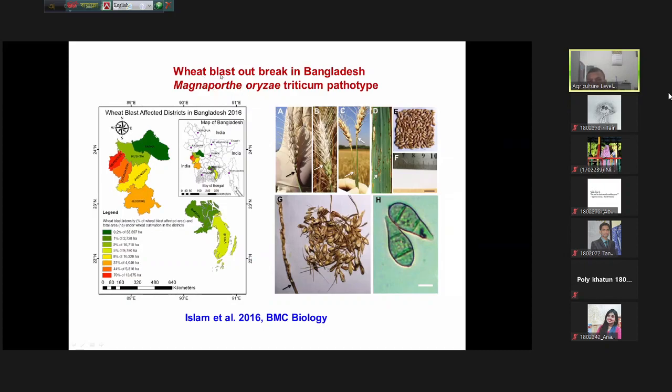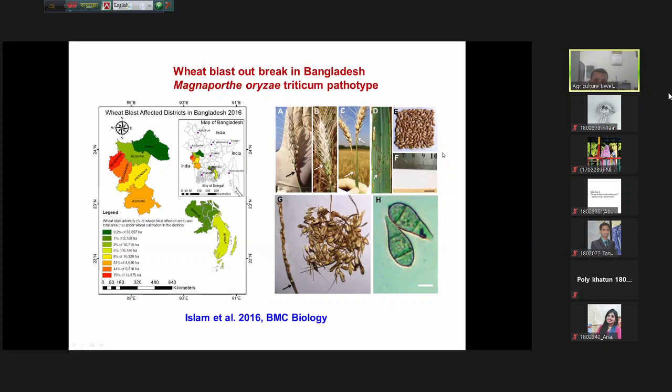Wheat crop is affected by this disease, which is caused by a pathogen Magnaporthe oryzae Triticum pathotype. এটাকে সংক্ষেপে বলে MoT. And this MoT cannot infect the rice plants. That means cannot produce blast symptom in rice plant. That means Magnaporthe oryzae Triticum pathotype is completely different from Magnaporthe oryzae or Pyricularia oryzae causing blast in rice. So these two pathogens are completely different.